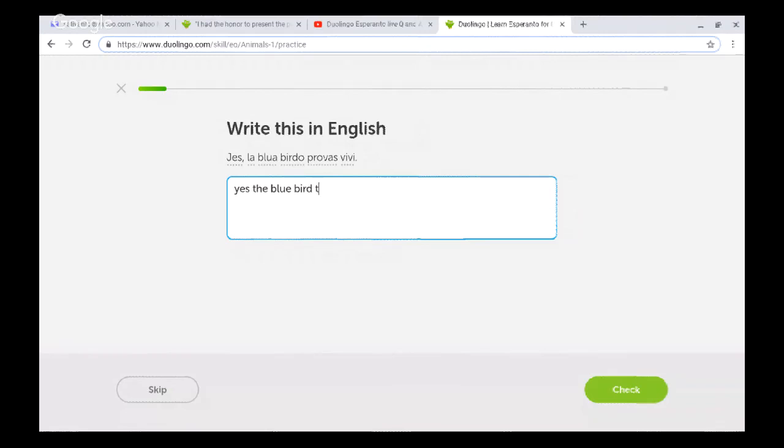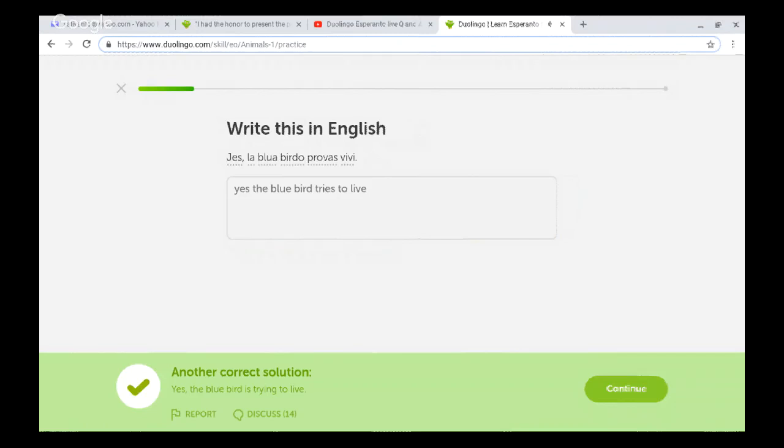bird tries to live. What are the three words in Esperanto that can be translated as tries? Provas is one of them. Yes, la blua birdo provas vivi. Provas, provi, peni, and klopodi. What are the differences between the three? Peni means to give out an effort, to make pains to do something. La blua birdo penas vivi. The bird is striving to live. And the third word? Klopodas. Klopodas is a little bit funny. Klopodas can mean taking steps to, right? So it's gathering up all its things. But provi is a good general word for to try.